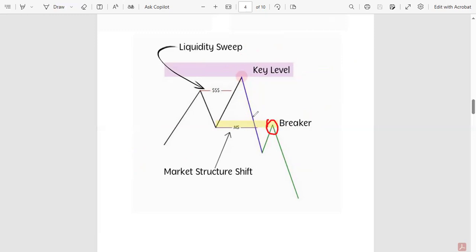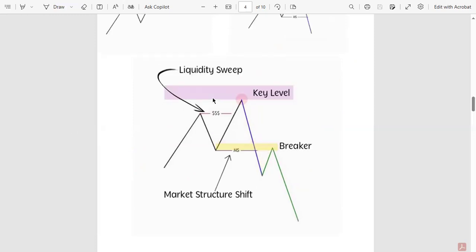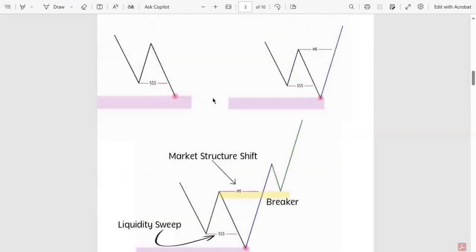Remember, if it is overlapping with the fair value gap, then that's going to be a very strong entry point. It is what we call a unicorn model. A very strong entry model, a unicorn model. So that's a simple explanation about the types of breaker blocks and some illustrations.